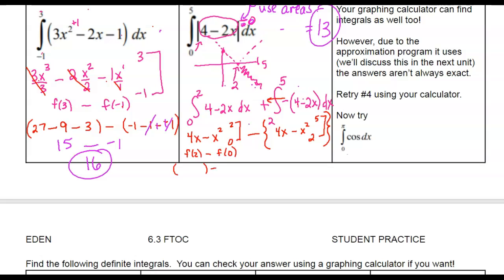So if we plug in f of 2, I get 8 minus 4, 0 minus 0. So we're going to get 4. Minus, and then we're going to do all of this. I like to keep this all together. So this is really f of 5 minus f of 2.